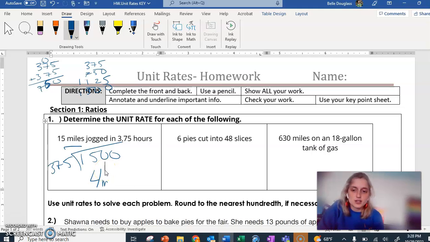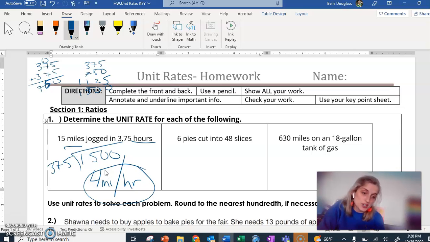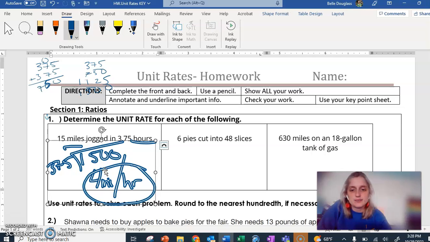Miles, because that's the first unit. Per, we put a slash. Hour is the second unit. That's our final answer. Fortunately for you, if you're showing me this work, then you get credit for this one, and the next two are a little bit easier. No decimals involved. Okay, keep scrolling down then.